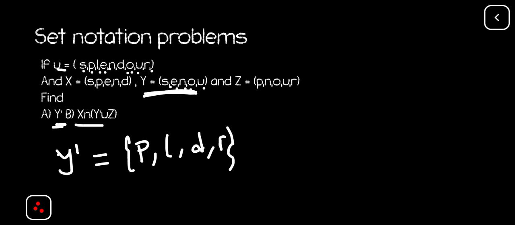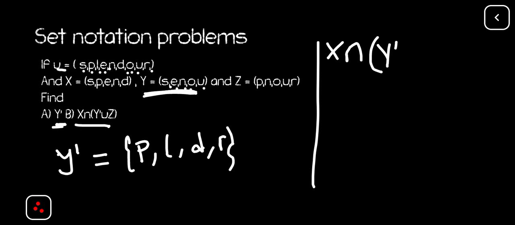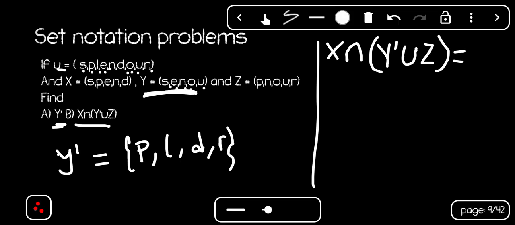Now, what about B? They want us to find X intersection (Y complement union Z). When they write something like this, what does it mean? If you remember, when we discussed set notation, this means intersection. Intersection means common elements, so that's just a reminder. Then in brackets, the Y complement we just found, union, that is the symbol for union, Z. This is what they want us to find, and we do not know this yet.